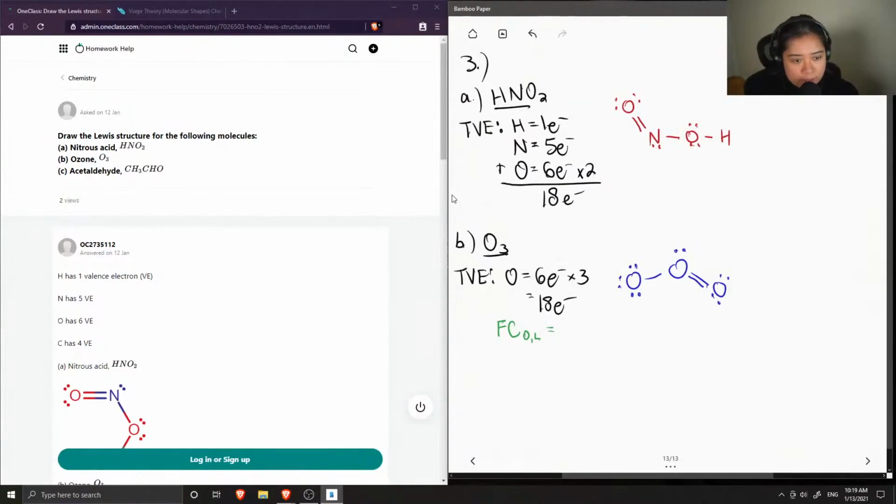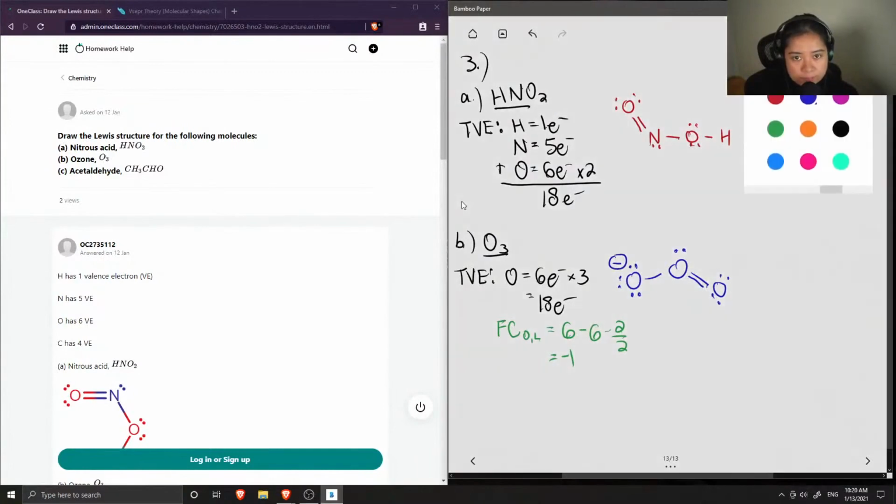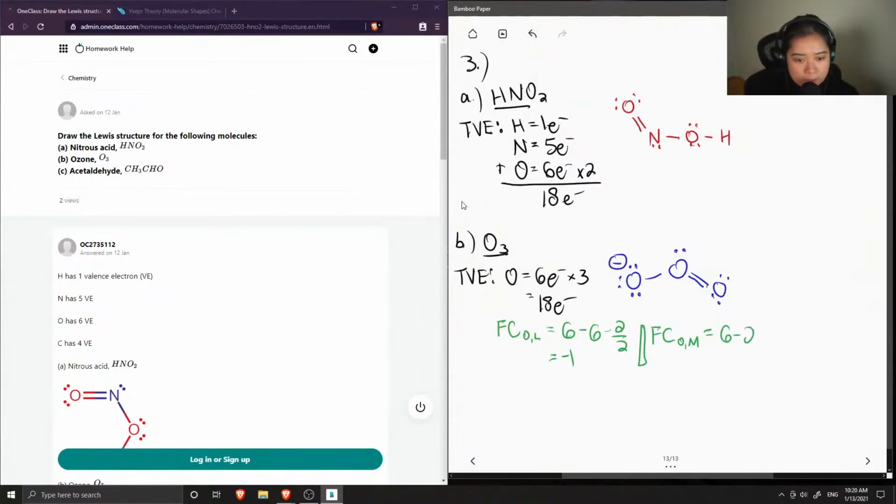The number of valence electrons is 6. The number of non-bonding electrons is also 6. And there's just a single bond to this oxygen, so we have 2 bonding electrons divided by 2. So this oxygen will have a -1 charge. For the oxygen in the middle, I'll say OM. There's also 6 valence electrons. There's only 2 non-bonding electrons, and there's 3 bonds.